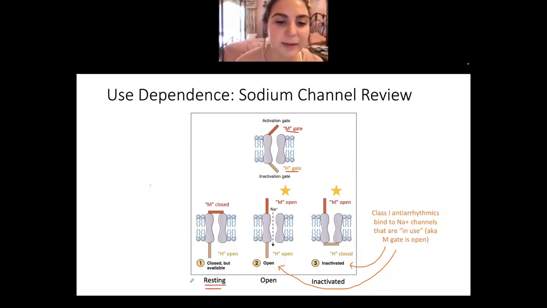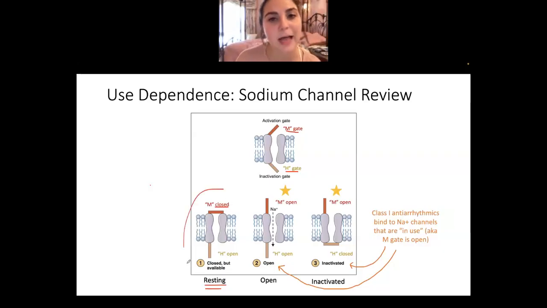So what I mean by that is if I have a resting channel, so this is resting. This would be at resting membrane potential, when the cell is completely at rest. The activation gate is closed and the inactivation gate is open. So it's closed, but it's available. This is a true resting position.